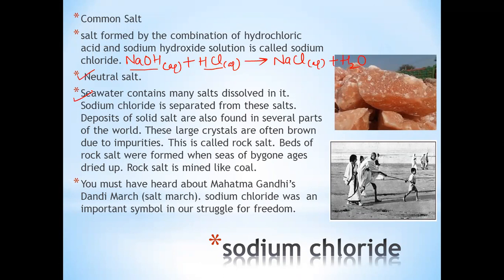Seawater contains many salts dissolved in it. Sodium chloride is separated from these salts. Deposits of solid salts are also found in many parts of the world. These crystals are often brown due to impurities, and this is called rock salt. Its mining is like coal. You all know about Mahatma Gandhi's salt march. Sodium chloride was an important symbol in the struggle for freedom.